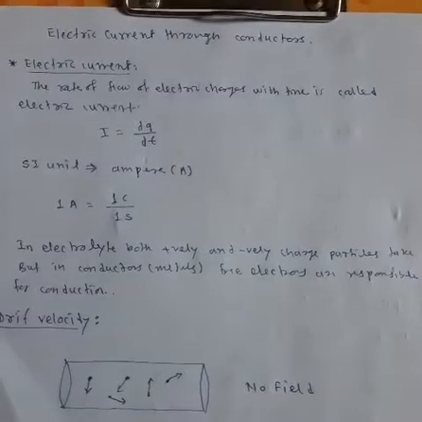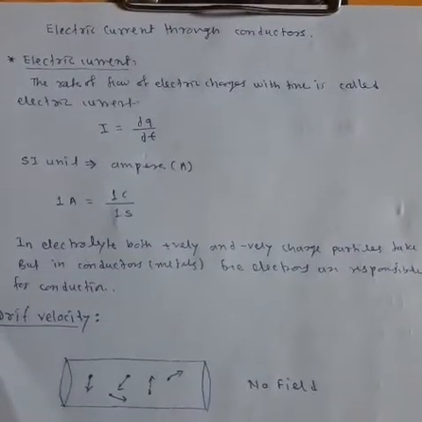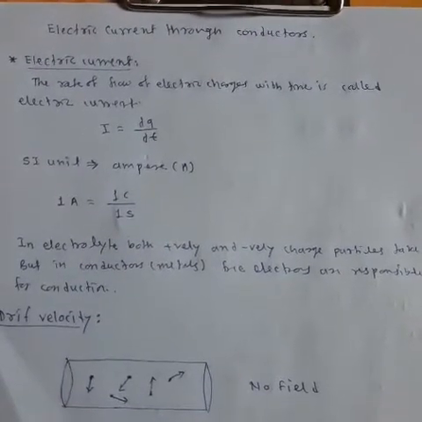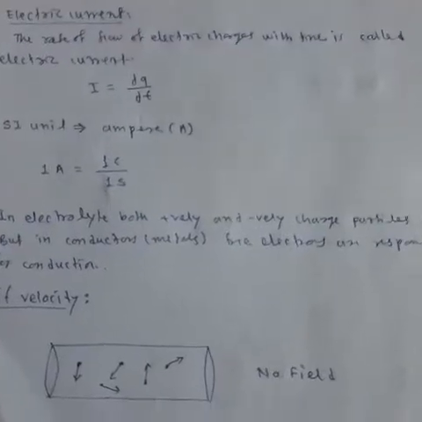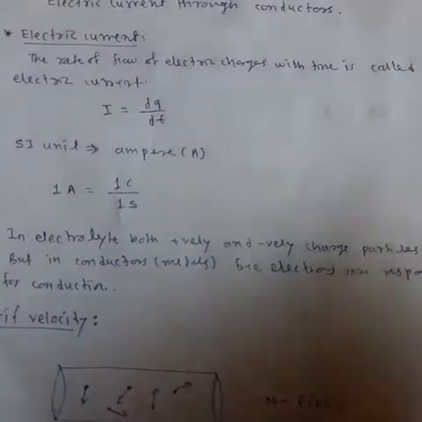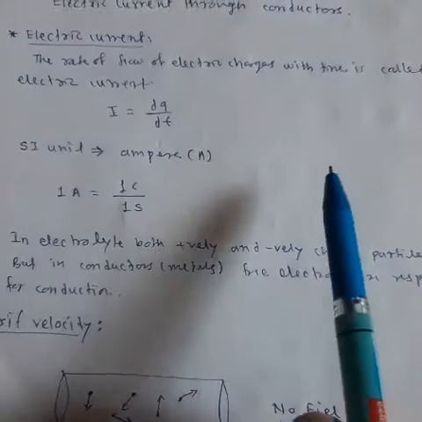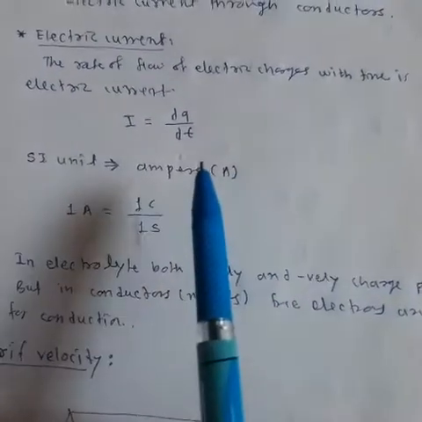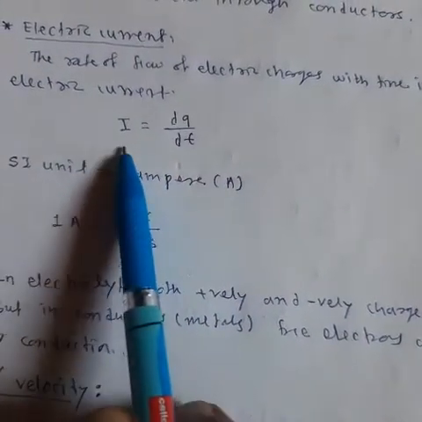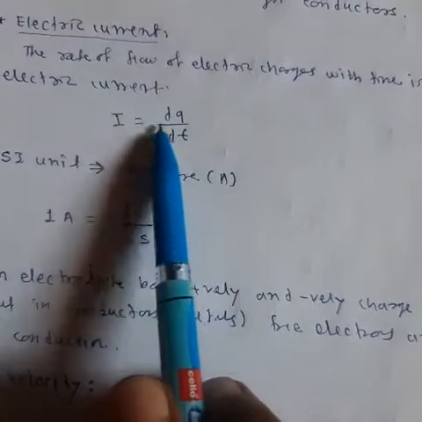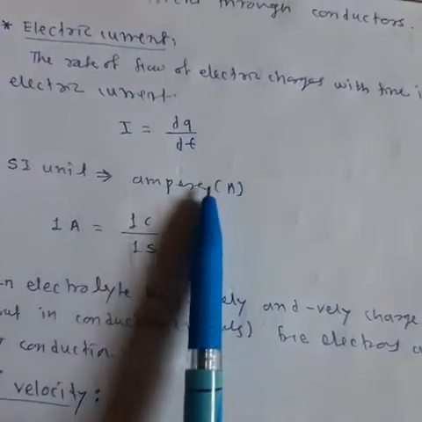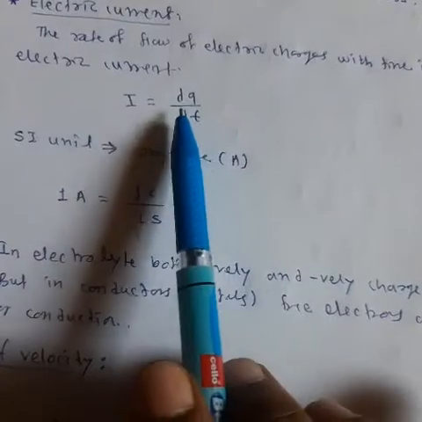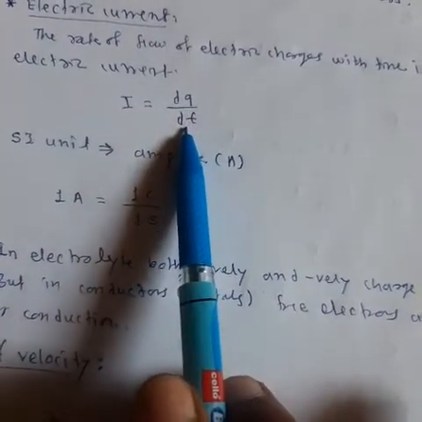And this rate of flow of electric charges with respect to time is called electric current. Therefore, electric current is given by the formula I is equal to dq by dt, means rate of flow of electric charges with respect to time.